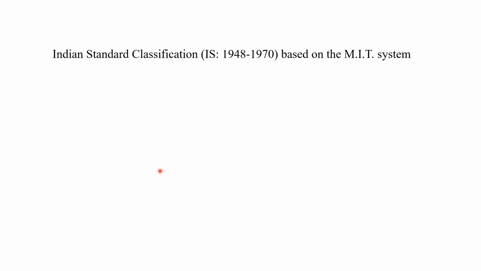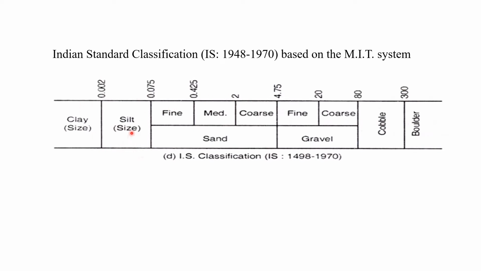The next we can see is the Indian Standard soil classification. It is based on the MIT system, which we have seen just now in the previous slide. Here in the IS classification, Indian Standard classification, less than 0.002 mm particle size is called clay particles. 0.002 mm to 0.075 mm, or we can say 2 micron to 75 micron, is silt particles. 0.075 to 0.25 is fine sand.